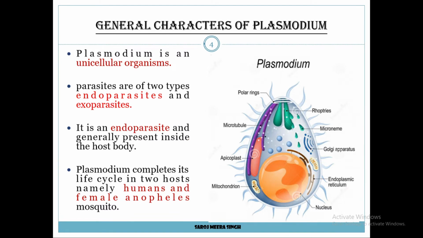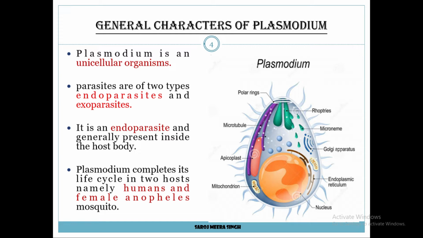Now come to the next slide, general characters of Plasmodium. Plasmodium is a protozoan. Protozoa are the first animals. They are unicellular, non-photosynthetic eukaryotic organisms. Protozoa are a biologically diverse group of unicellular eukaryotic organisms. They are generally parasitic in nature. Plasmodium is a unicellular organism. It is an endoparasite and lives inside the host cell.